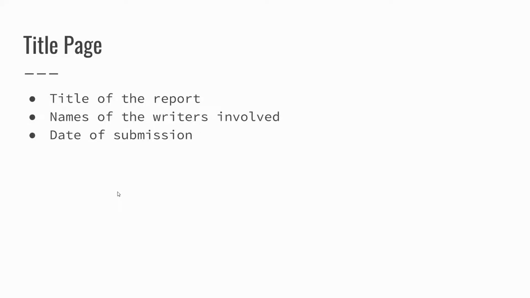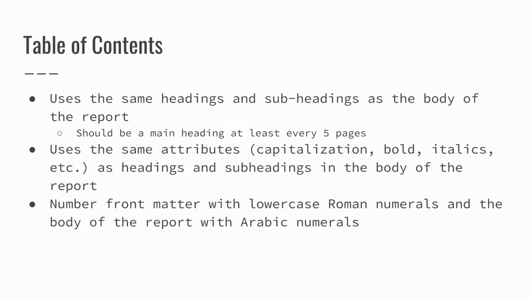Title page is easy. Title of the report, names of the writers involved, date of submission. Notice I said names of the writers involved, not names of people on your team. If there is someone on your team who did not contribute to this project, do not put their name on the report. Only people who have actually contributed to the project will have their name on the report, and only people who have their name on the report will get a grade for the project. So, writers involved, not people on your team.